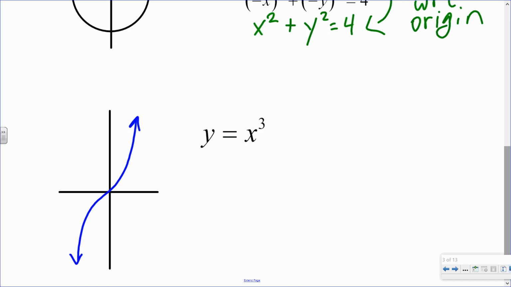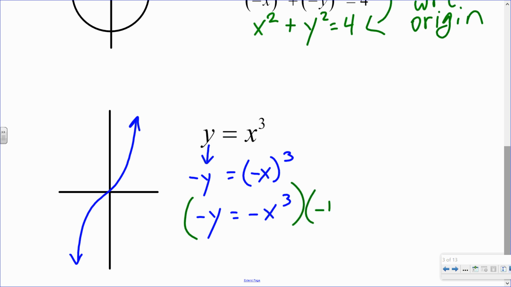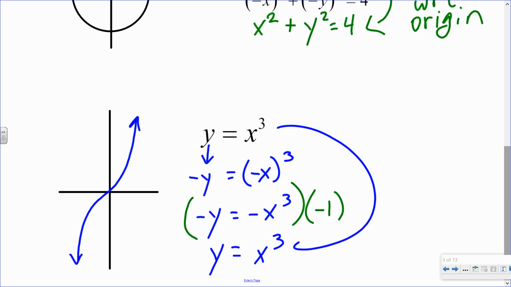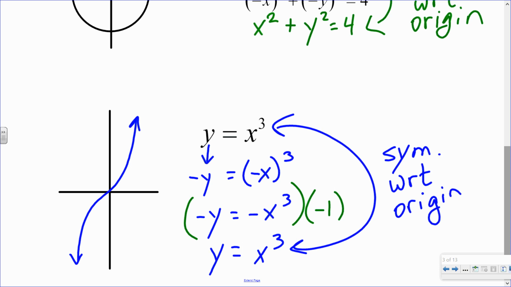So if we changed y to minus y, and if we changed x to minus x, so instead of x times x times x, we had minus x times minus x times minus x, I'd have minus y equals minus x cubed. If I multiplied both sides by -1, would I be back where I started? So that is the algebraic proof for symmetry with respect to the origin. So does that make sense?